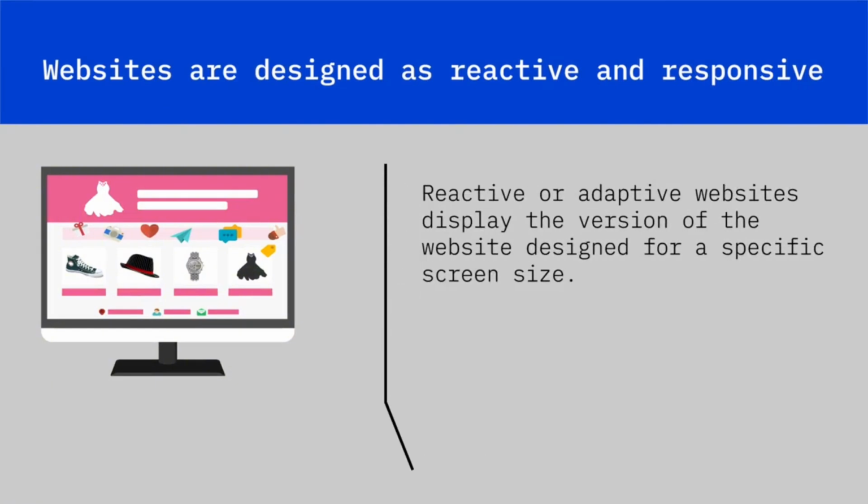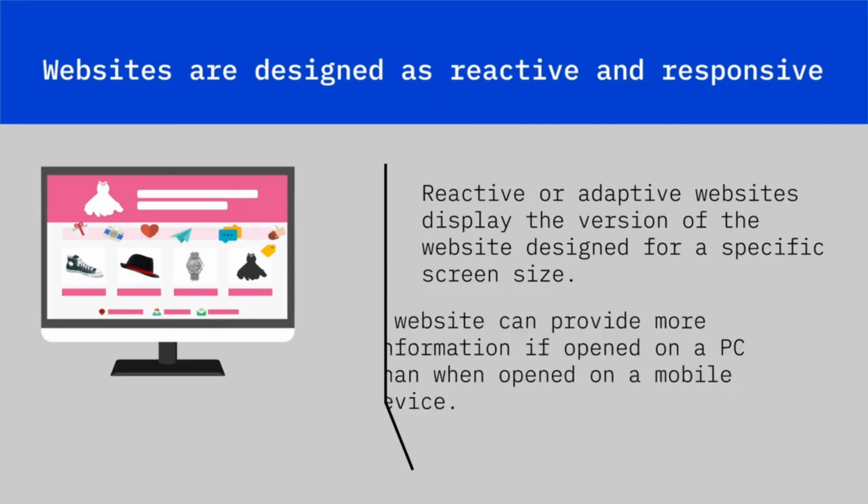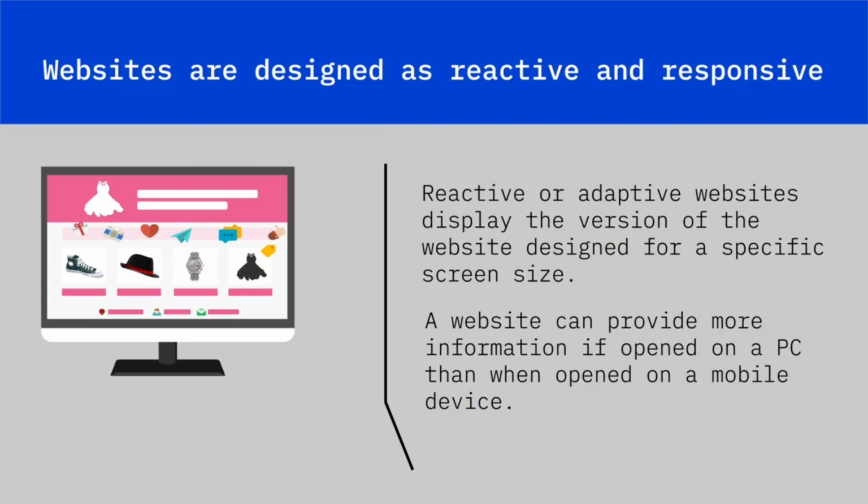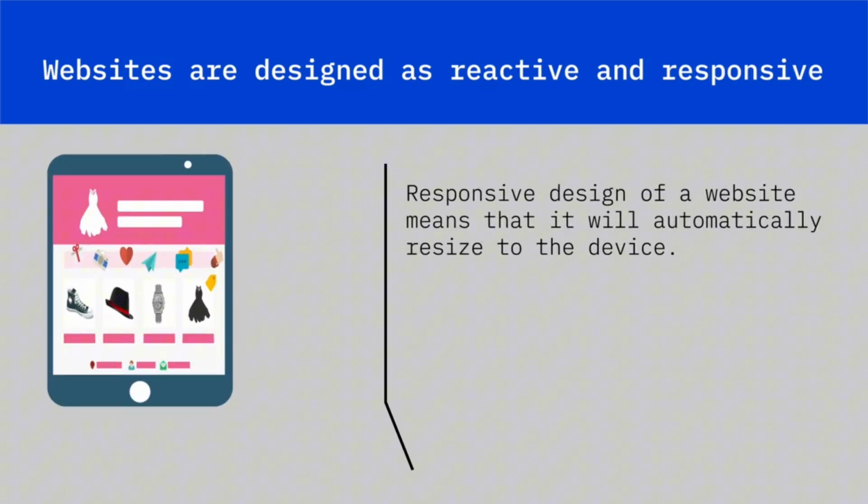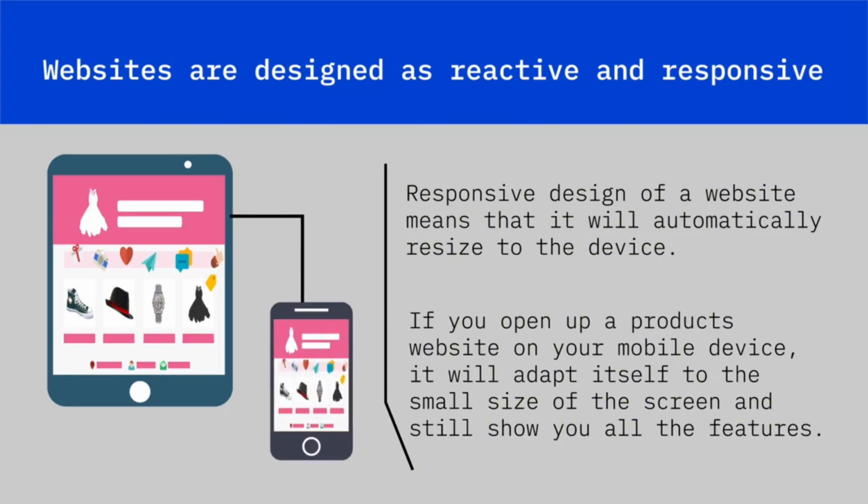Reactive, or adaptive websites, display the version of the website designed for a specific screen size. For example, a website can provide more information if opened on a PC than when opened on a mobile device. Responsive design of a website means that it will automatically resize to the device it is being accessed from. For example, if you open up a product's website on your mobile device, it will adapt itself to the small size of the screen and still show you all the features.